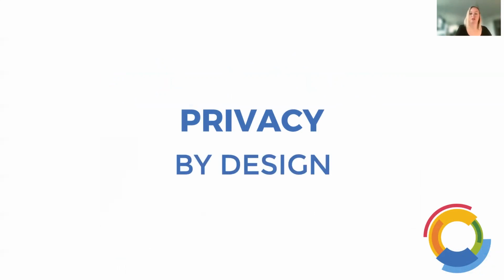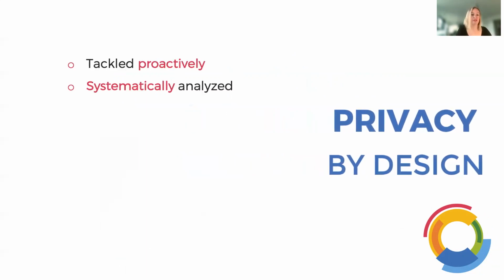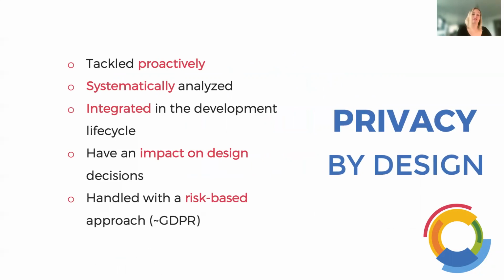I think all of us here agree privacy is important and it should be applied early on by design. But that's easier said than done. How do you actually apply privacy by design? Let's look at some of the characteristics of the privacy by design paradigm. Privacy should be tackled proactively in a systematic way. So that means it should be integrated in the development lifecycle early, so it can have an impact on design decisions later on. In addition, privacy, data protection, they require a risk-based approach, as for instance stated by GDPR.